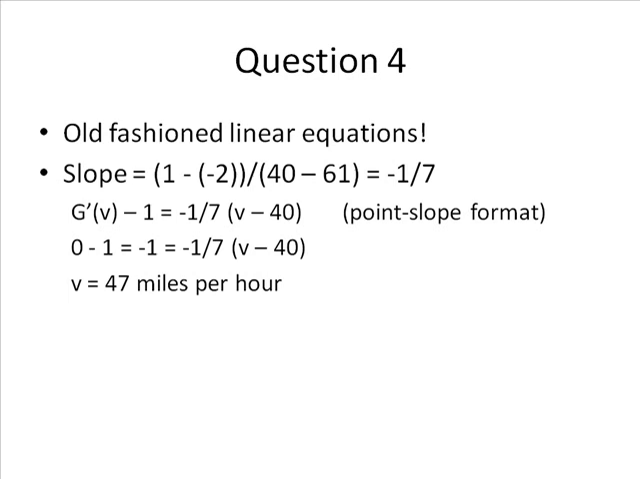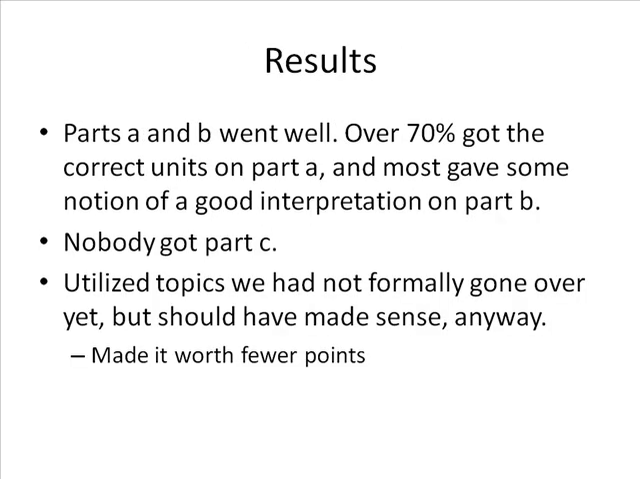What that represents is that at 47 miles per hour, our car is reaching its maximum fuel efficiency. Up until then, the fuel efficiency was still increasing, but after 47 miles per hour, the fuel efficiency starts getting worse. So that's where we would have our maximum.